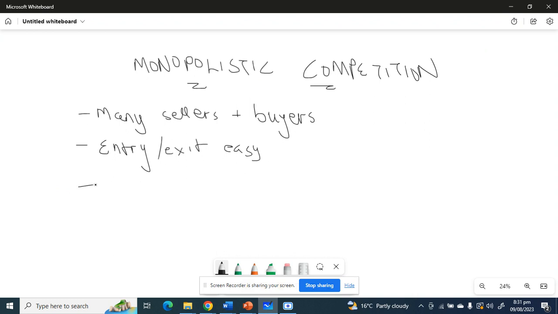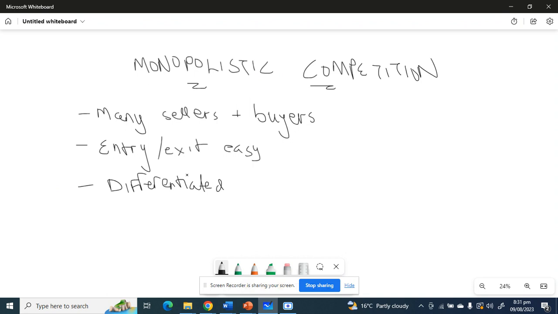In monopolistic competition, there are no homogeneous goods. Firms are selling differentiated goods. So, differentiated goods are goods that can be the same type of good, but they have different features that distinguish them from other goods.